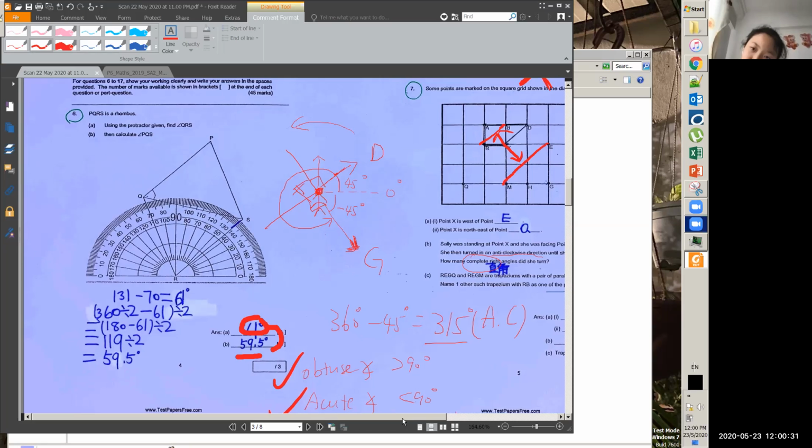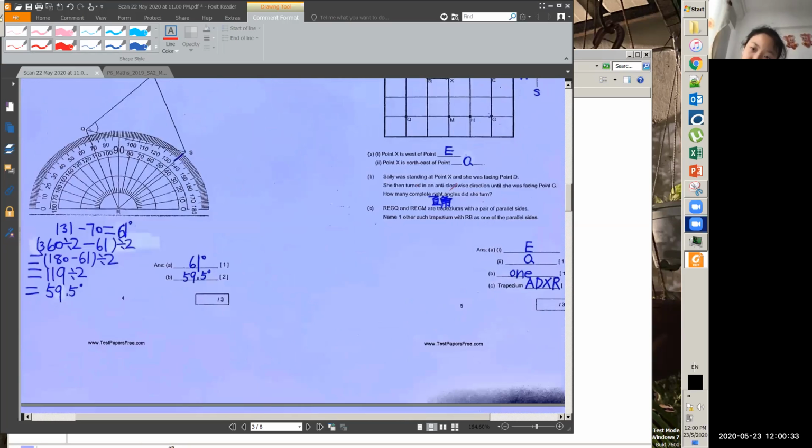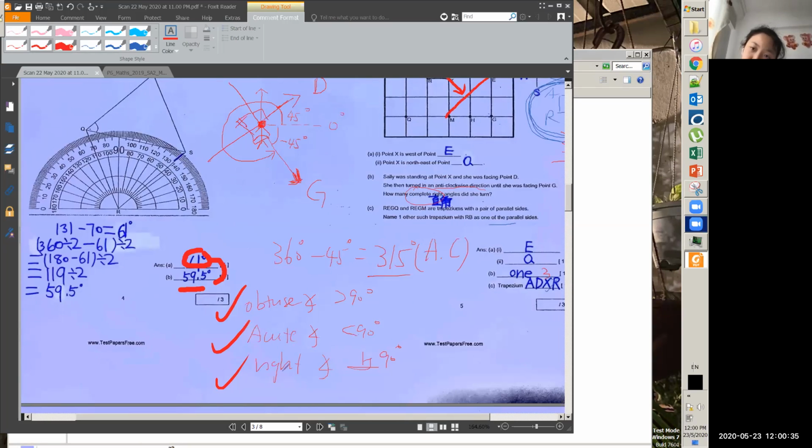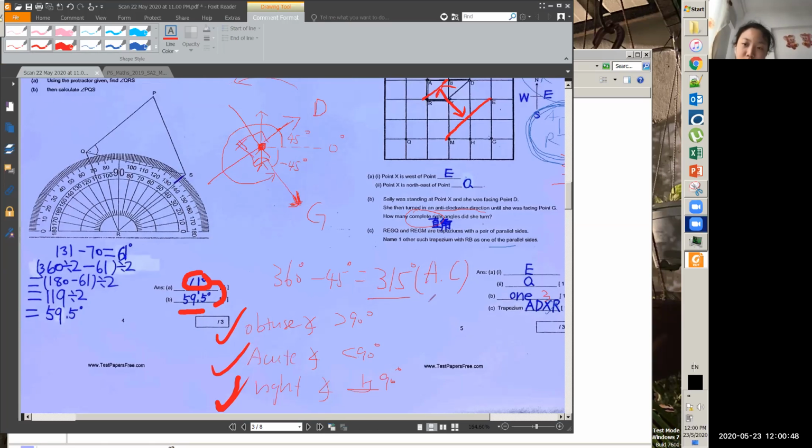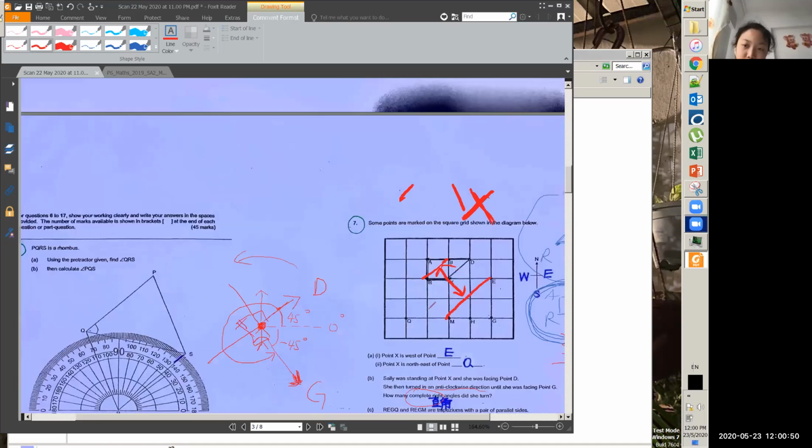Okay, and for this question, yeah, we talk about what is a right angle here. What is a right angle, which is 90 degrees, and what is an acute angle, which is less than 90 degrees, and then what is an obtuse angle, which is more than 90 degrees. Okay, and then we also talk about what is clockwise and anti-clockwise.